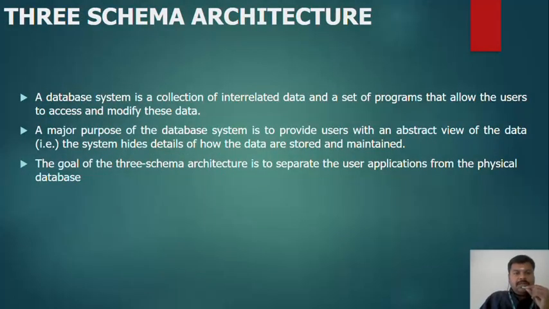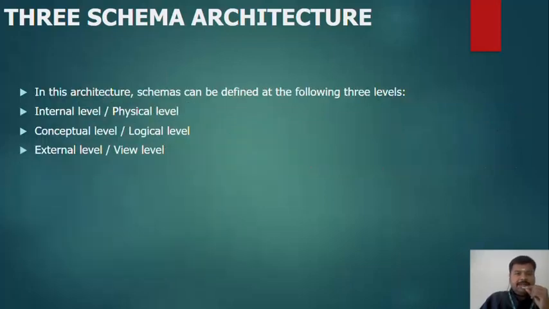Next we go to the three schema architecture. The database system is a collection of interrelated data and a set of programs that allows the user to access and modify these data. The major purpose of a database system is to provide users with an abstract view of the data. The system hides details of how the data are stored and maintained. The goal of three schema architecture is to separate the user application from the physical database.